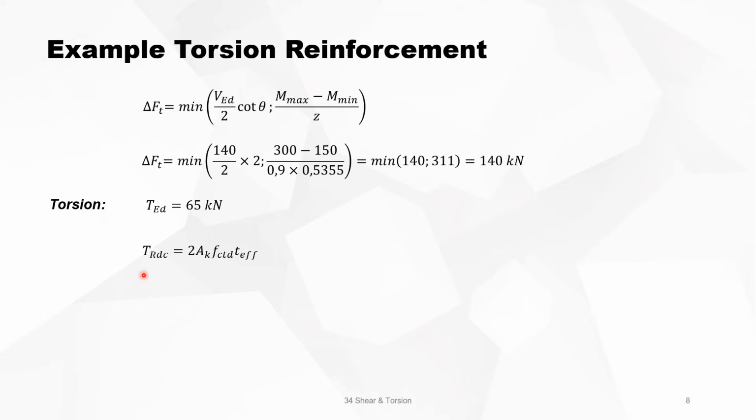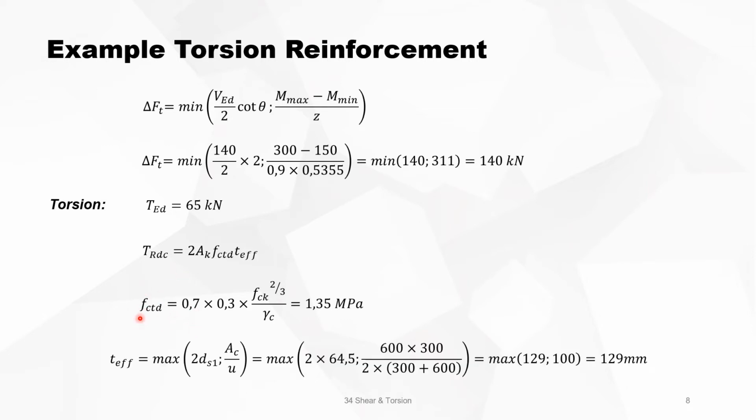The capacity of the section is 2 AK FCT times T effective. FCT is 0.7 times FCTM, it's 1.35. And the equivalent thickness of the section is the maximum of 2 times the location of the reinforcement, or AC divided by U. If we plug in the numbers, we see that the effective width of the section is 129 millimeters.